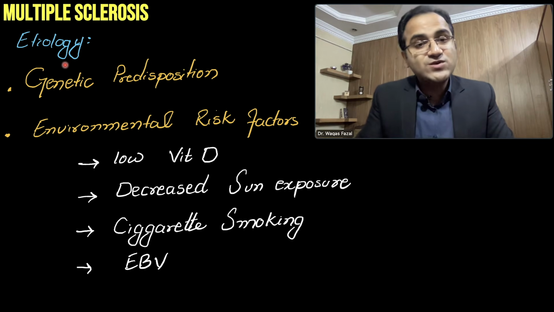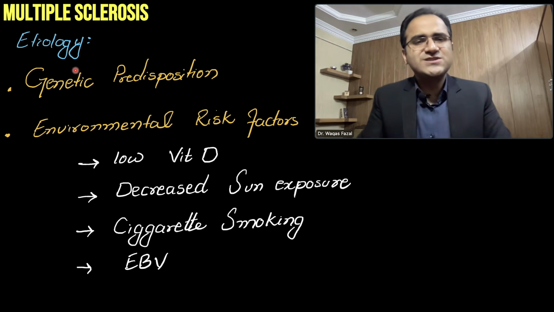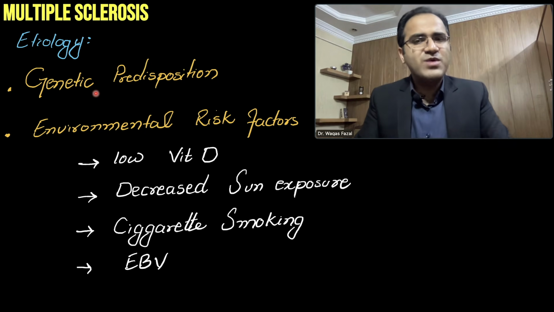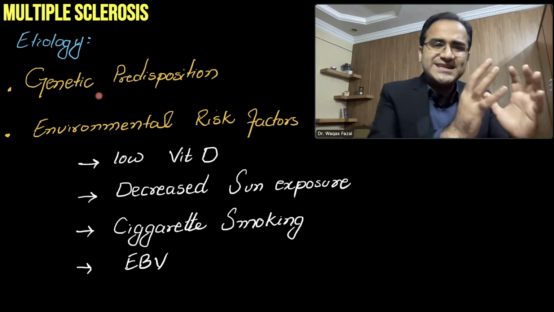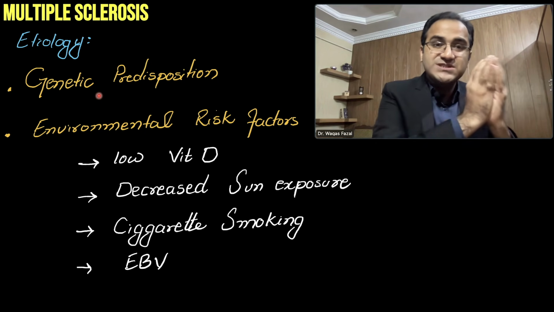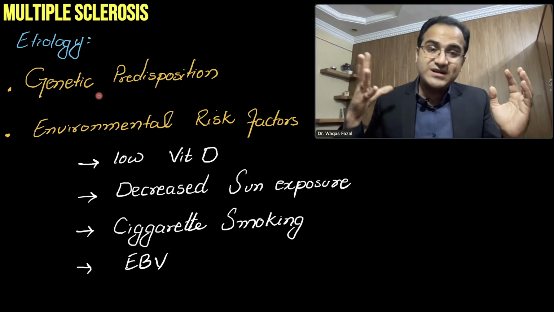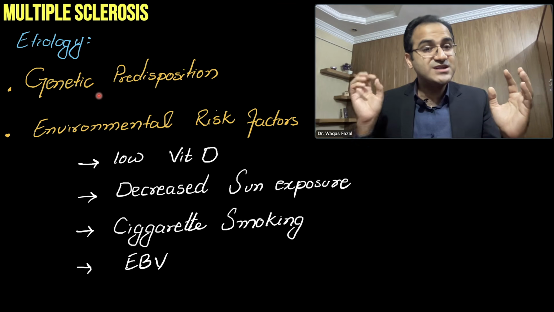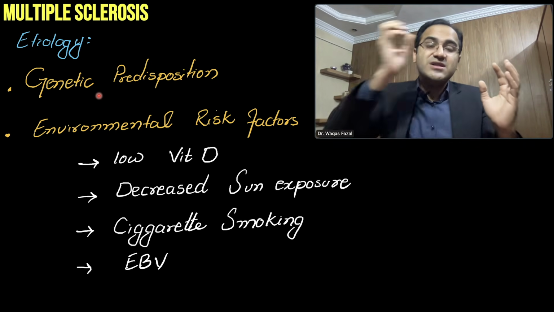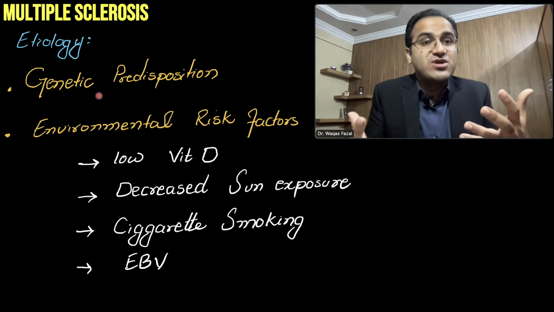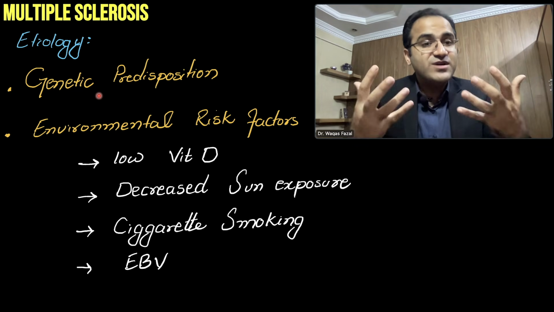Now, coming to the cause of multiple sclerosis, the cause is mainly genetic predisposition. Patients have a genetic history of multiple sclerosis, and with the genetic predisposition, the problem is there within the genes. With that, some environmental risk factors, some environmental triggers are also there, and those environmental triggers activate these genetic deficiencies, and they result in the expression of genes, expression of the disease.